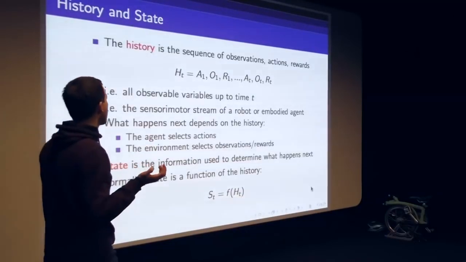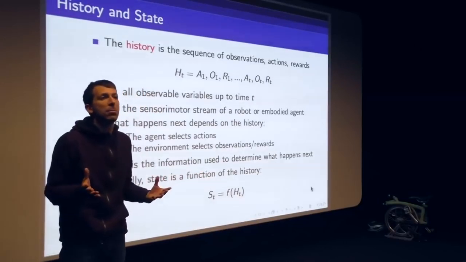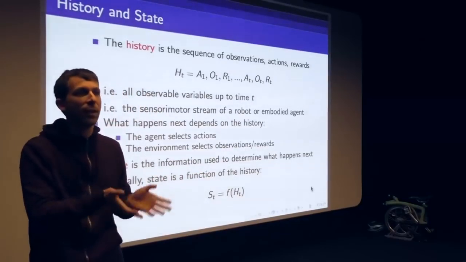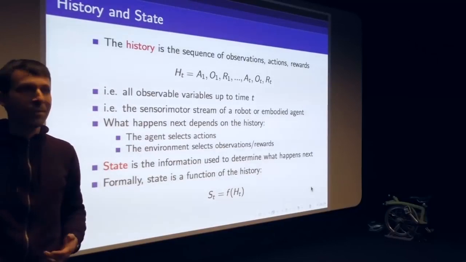So, a valid definition of state would be to only look at the last observation, for example, and just ignore everything that's come before, or to look at the last 4 observations. That's actually what we did in Atari. Pretty simple.